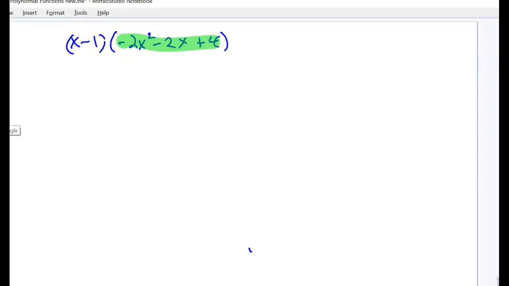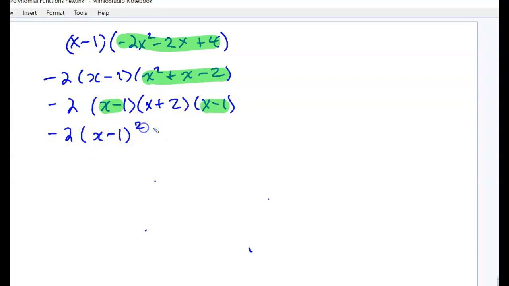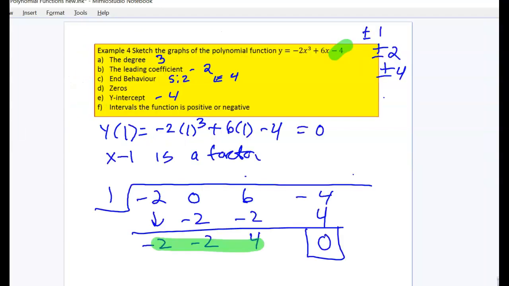And then I'm going to factor a negative 2 out of that and bring it out front. And then this trinomial is going to factor into negative 2 times x plus 2 times x minus 1. And notice I have 2 x minus 1s. So if I write those together, x minus 1 times x minus 1 is x minus 1 squared times x plus 2. So this equation is the same thing as this equation, it's just in factored form.